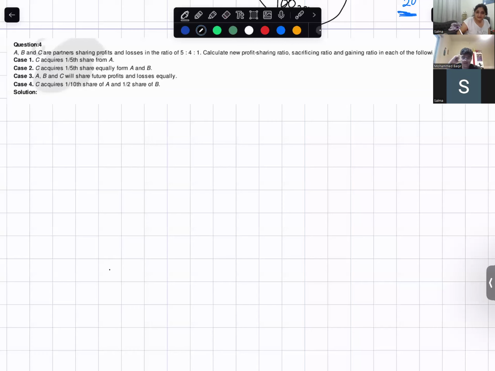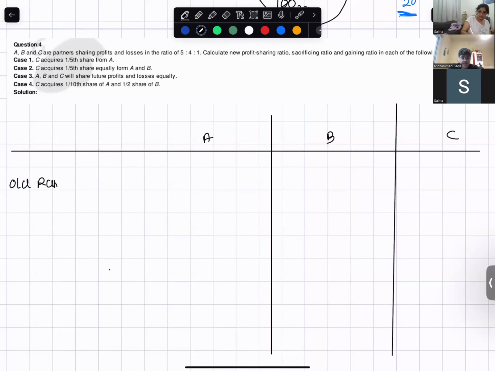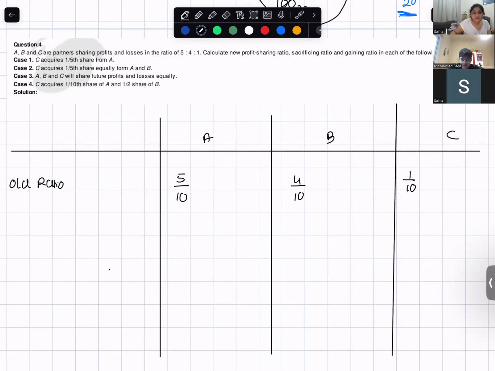So I have the partners A, B, and C. Are you with me? Yes, ma'am. Their old ratio is how much? 5:4:1. Their old ratio is 5 by 10, 4 by 10, and 1 by 10. C has acquired 1/5 share from A.